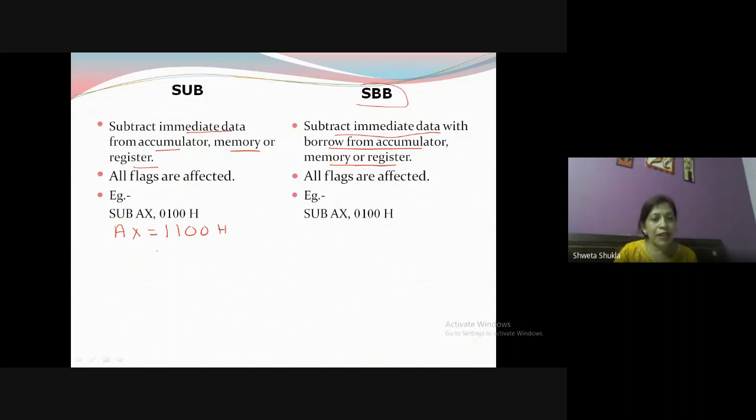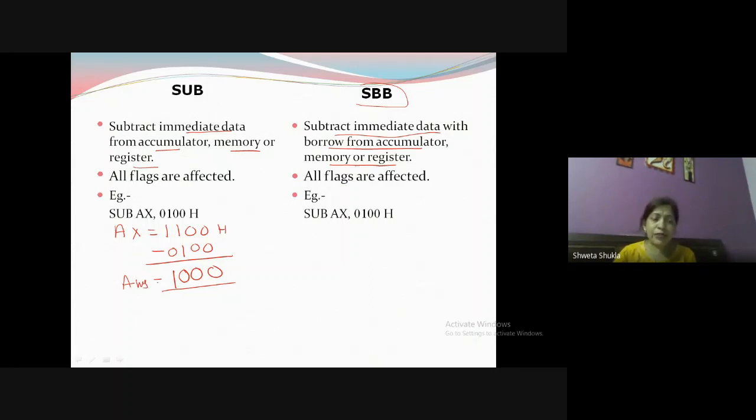Okay, so what we have to do is subtract this from the AX register. 0100 is here. We know that 0 minus 0 is 0, 0 minus 0 is 0. Now 1 minus 1 is also 0, and 1 minus 0 is 1. So your final answer for SUB AX, 1011 becomes this.